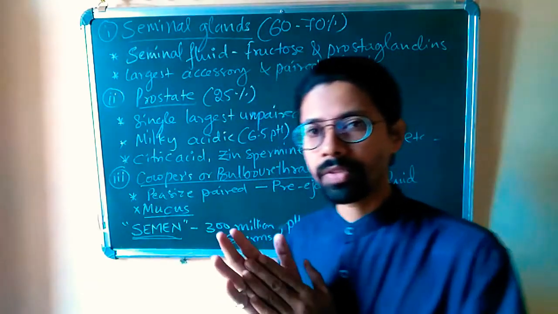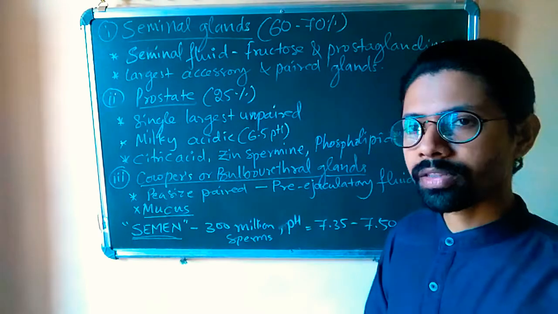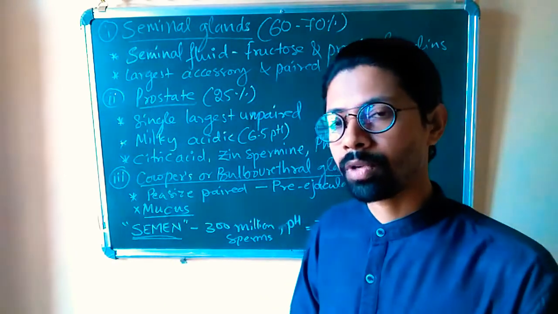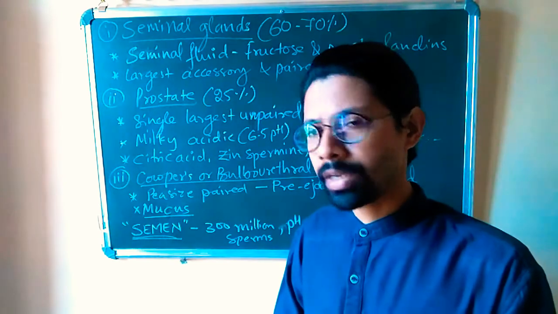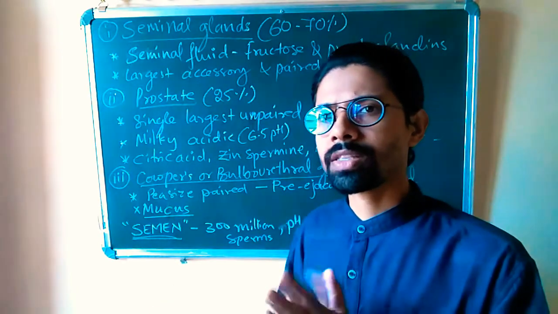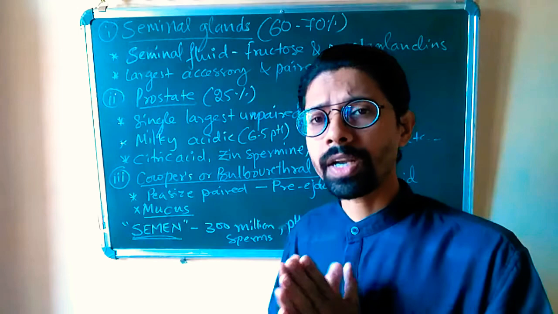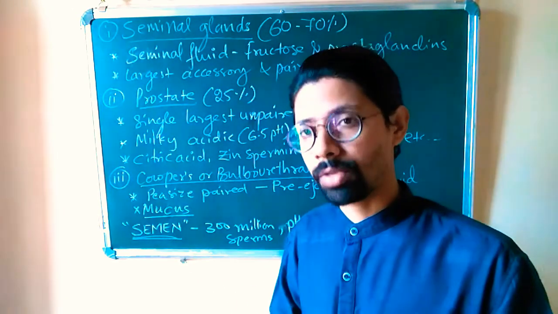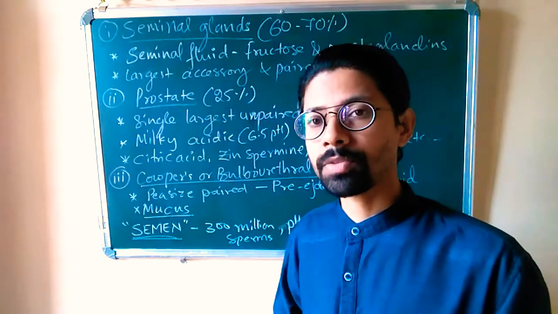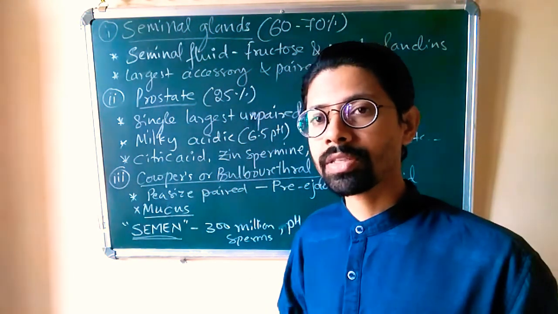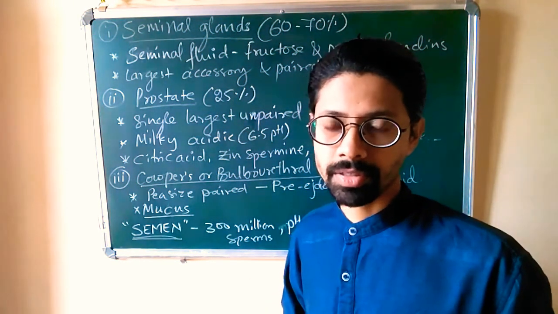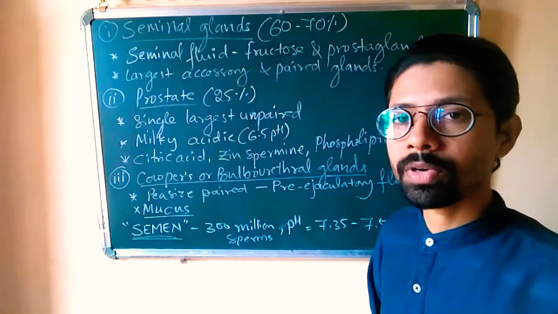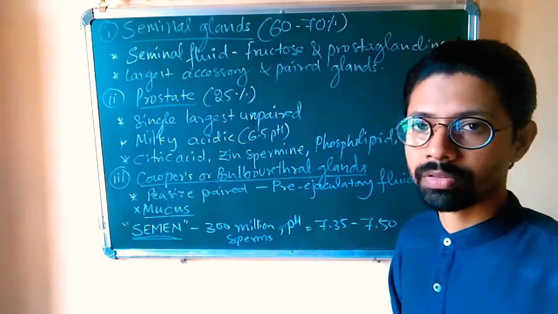The importance of citric acid and other things is that they act as sperm nutrients. They help in capacitation and activation of the sperm. They also slightly neutralize the content of salts which can damage the sperms in the urethra. So they act as a neutralizing substance, as sperm nutrients, and also as sperm activators. Remember this.